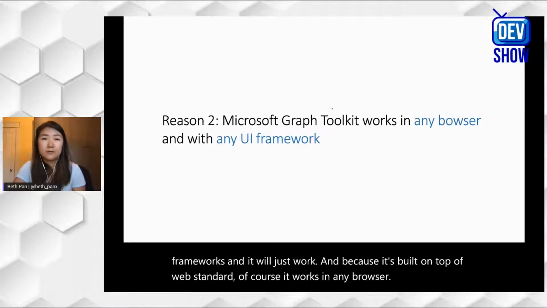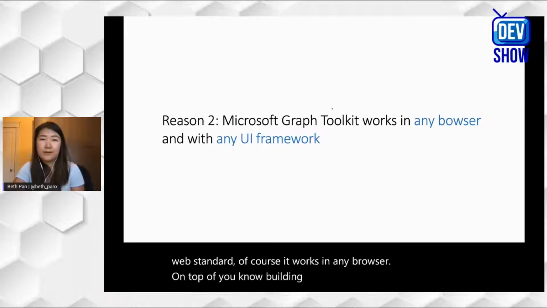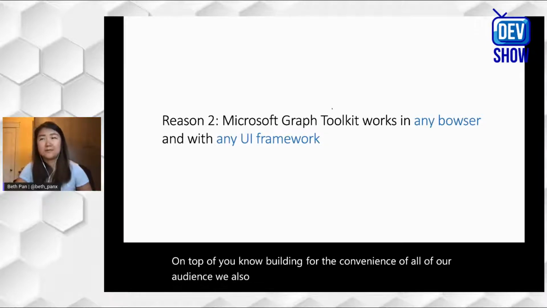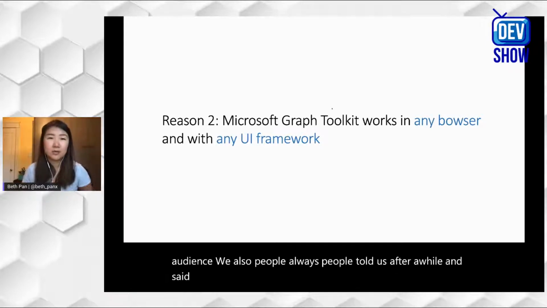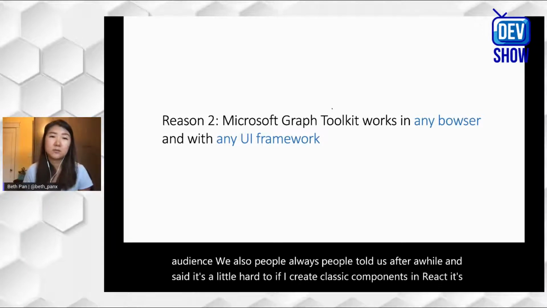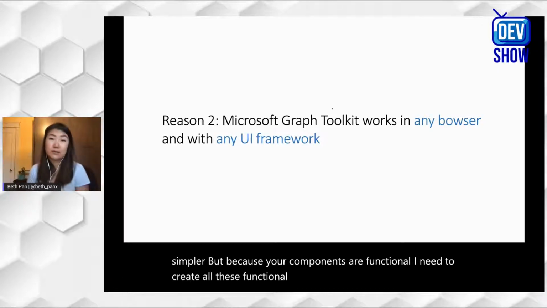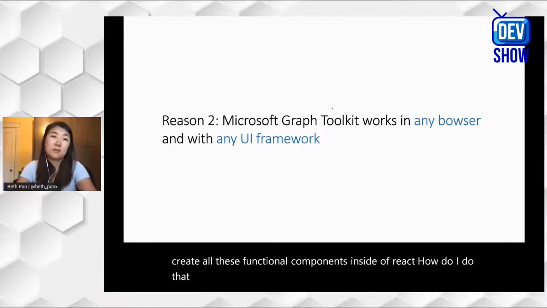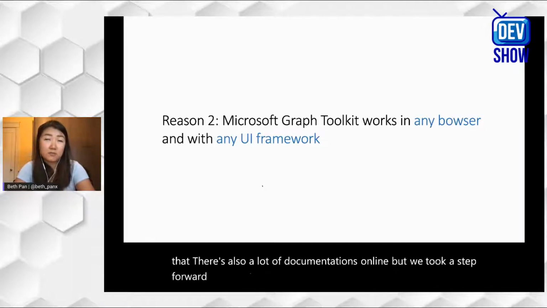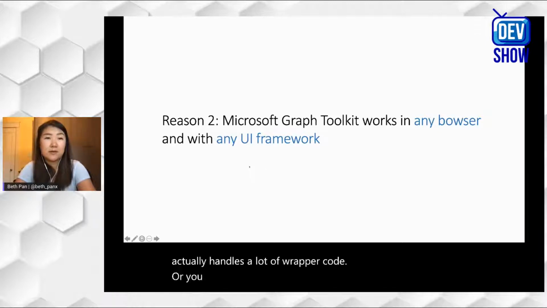On top of building for the convenience of all of our audience, people also told us after a while that creating classic components in React is simpler, but because your components are web components, I need to create wrappers inside of React. How do I do that? There's also a lot of documentation online. But we took a step forward and created a package called MGT React. This actually handles a lot of the wrapper code for you, where you can just use our components as React components right away.